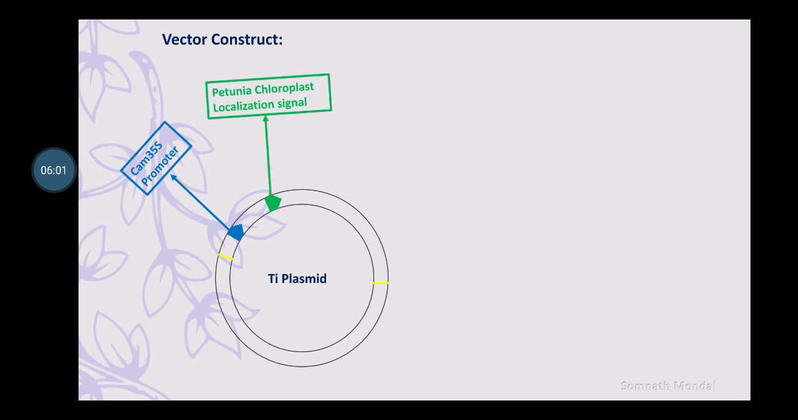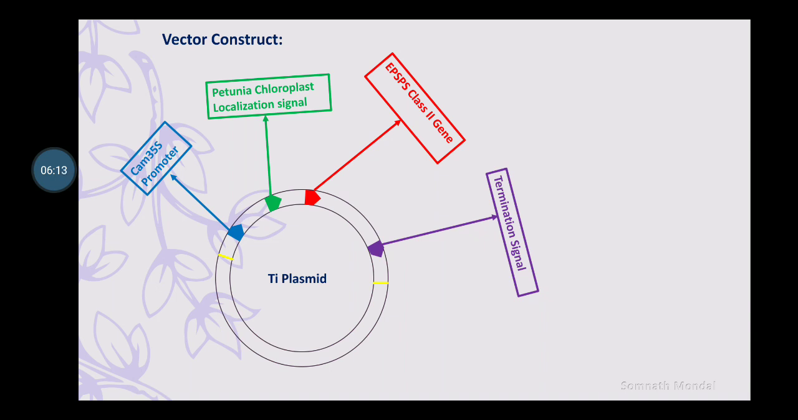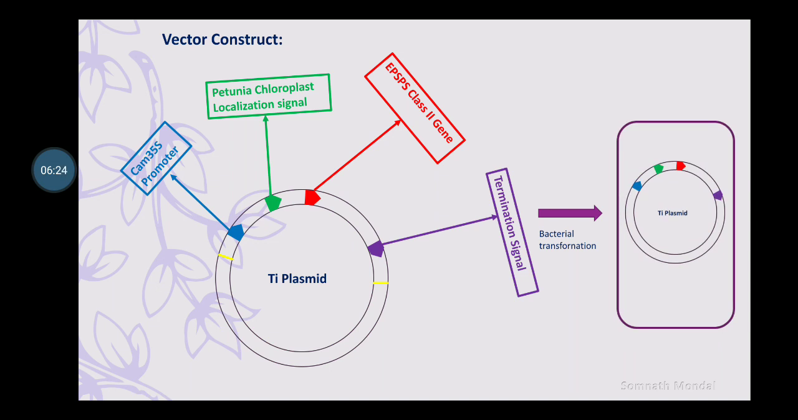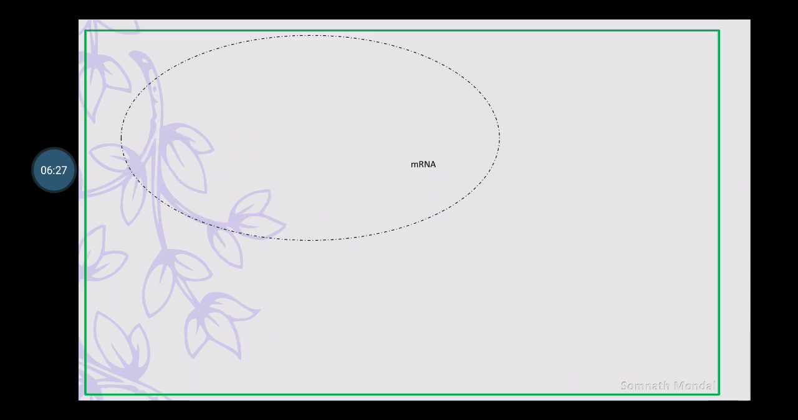First of all, there is the Petunia chloroplast localization signal. I will come to that. Next, there is the EPSPS class 2 gene, and finally there is a termination signal. And this vector construct is transformed into an Agrobacterium cell. Now, this transformed Agrobacterium cell will be co-cultivated, and in plant cells where the Ti plasmid has been successfully integrated, what will happen?